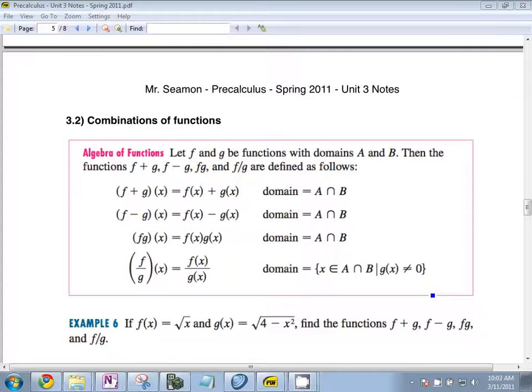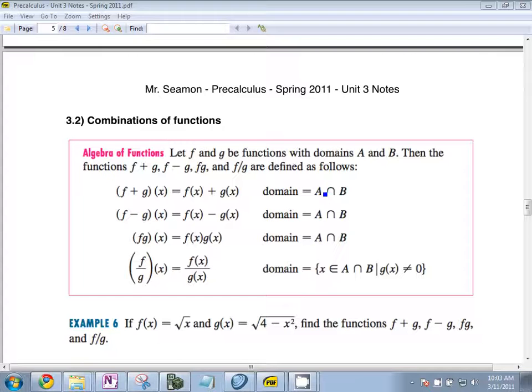So let's read this. Let f and g be functions with domains A and B. Then the functions f plus g, f minus g, f times g, and f divided by g are defined as follows. If you have two functions, f plus g of x, which is f of x plus g of x, the new domain, what does that upside down U mean? Anybody know? Intersection. Have you done it before, finding the domain of a function? The domain of f plus g is going to be the intersection of those two sets.